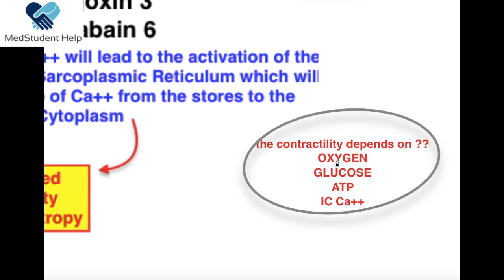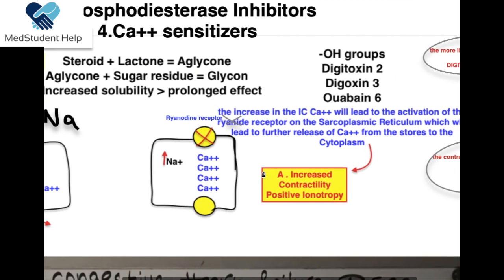We can't control, and let's say, okay, so let's start increasing the glucose supply to the heart. How can we do that? There's no way to do that. So we can increase the intracellular calcium. This is the only way we have to increase the contractility of the muscle.